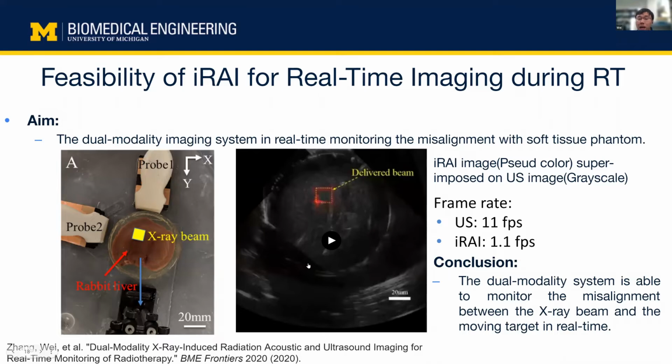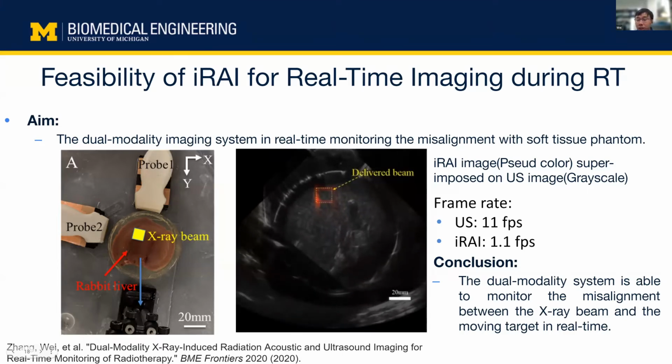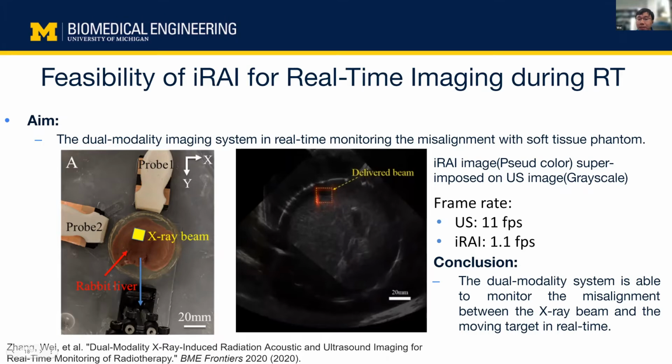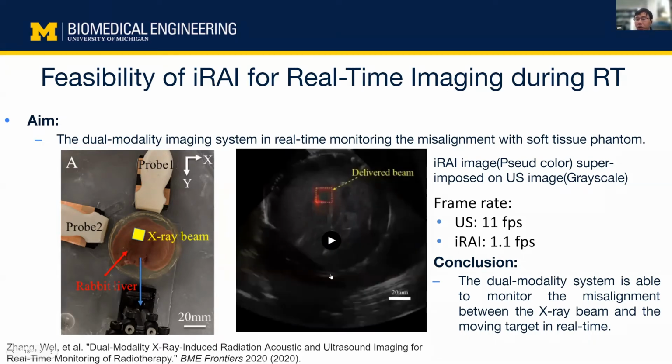image using the pseudo color, where the structural information of the phantom can be seen by ultrasound image. So with precisely controlled timing sequence, the ultrasound image achieves a frame rate of 11 frames per second, while the iRAI, due to a large average, the frame rate is only 1.1 frames per second. But it demonstrates the dual modality image system is able to monitor the misalignment between the X-ray beam and the moving target in real time.